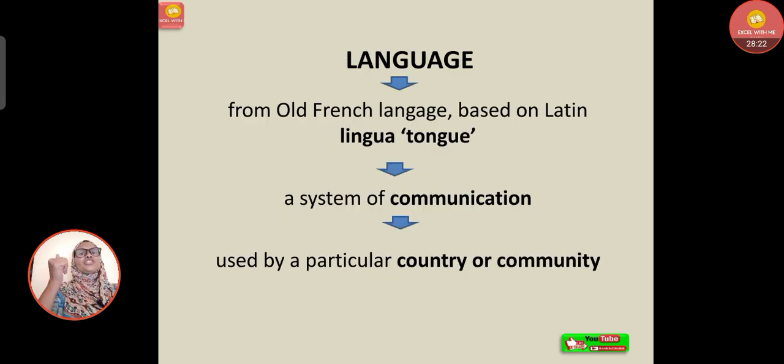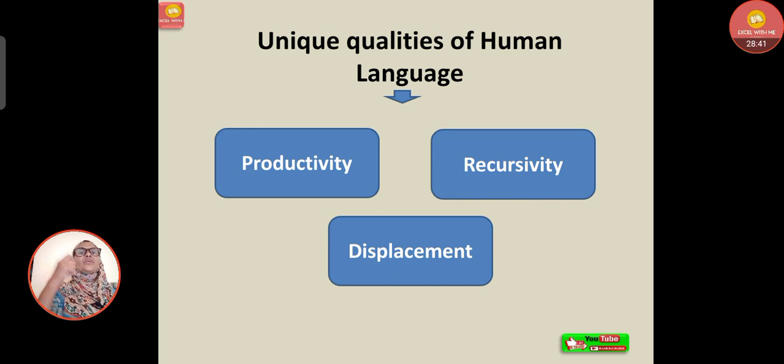Then language. From old French language, let's understand the next constraint on social change, that is language. From old French language based on Latin lingua, that means tongue, a system of communication used by a particular country or community. Unique qualities of human language, let's understand here. Number one, productivity. Second, recursivity. Third, displacement. Human language is also unique because it depends almost entirely on social convention and learning.